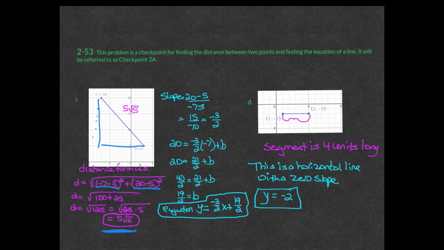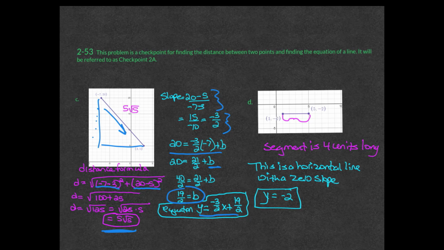Then what I did is I calculated slope by using the 2 points. I used the slope formula. It gave me a negative 3/2, which makes sense because this is pointing down in a negative direction. Then I picked the point (20, negative 7), plugged it into the y equals mx plus b formula to solve for my y-intercept, which ended up being 19 over 2. And so my equation is y equals negative 3/2 x plus 19 over 2.